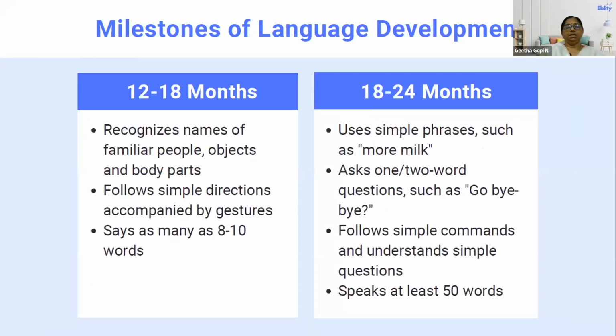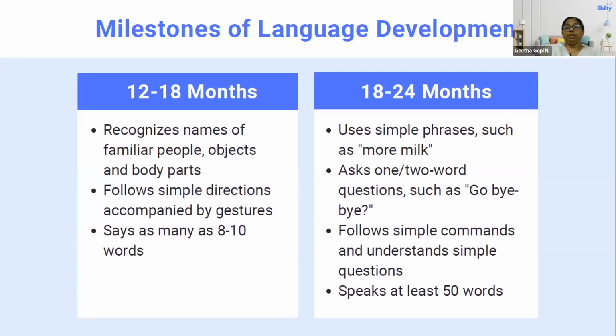12 to 18 months, that is almost 1 to 1.5 years of age. By this time, children can recognize names of familiar people within the family, common objects that they constantly encounter in their environment, and identify their own body parts or body parts of other people. They can follow simple directions, and they can understand simple body gestures as well. A limited vocabulary, about 8 to 10 words, about 15 to 20 words can appear by this time.